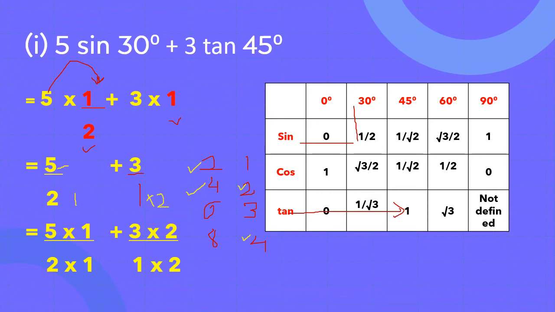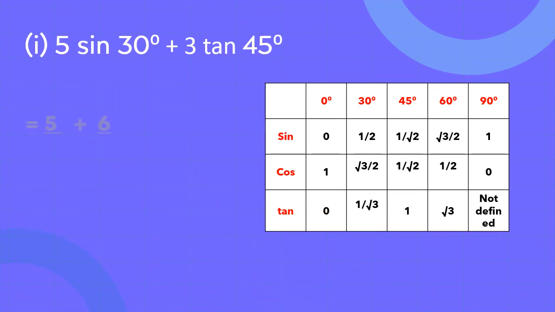Now, if you look here, 5 into 1 will be what? 5 into 1 is going to be 5, and 2 into 1 is going to be 2. Similarly, 3 into 2 will be 6, and 1 into 2 will be 2. So this thing we'll write down in the next one. So 5 upon 2 plus 6 upon 2.